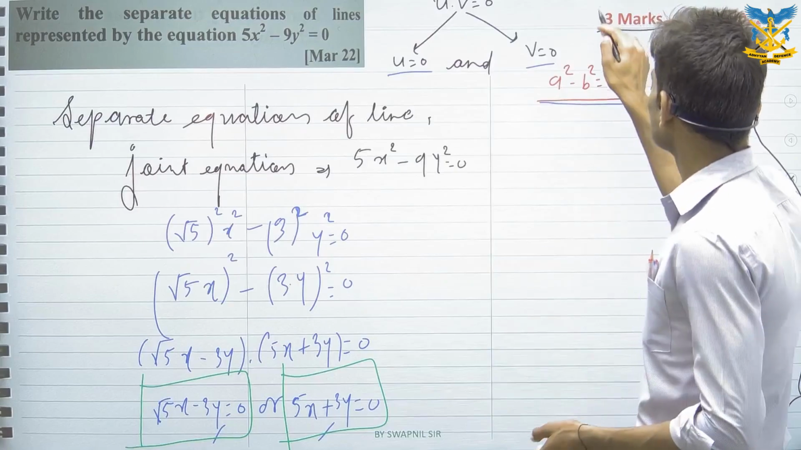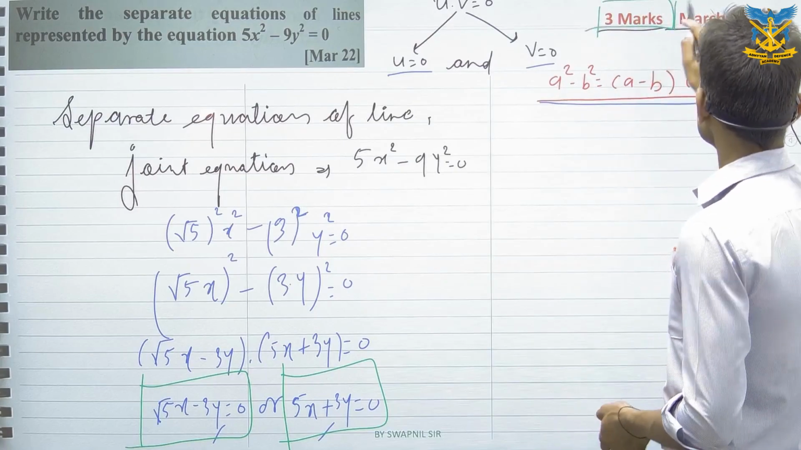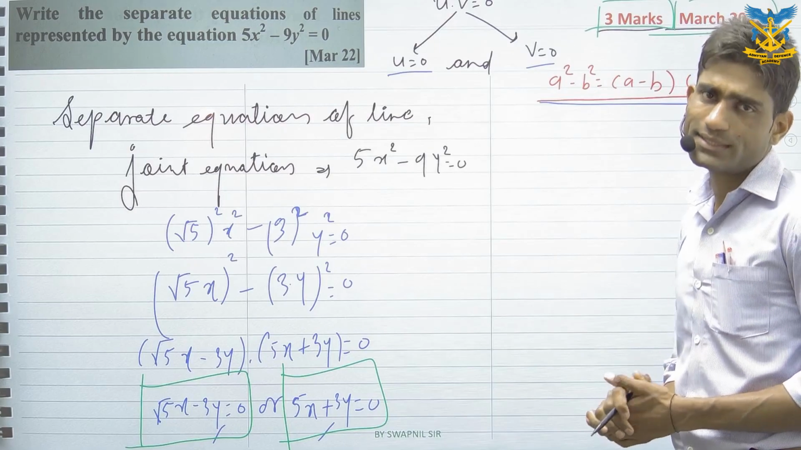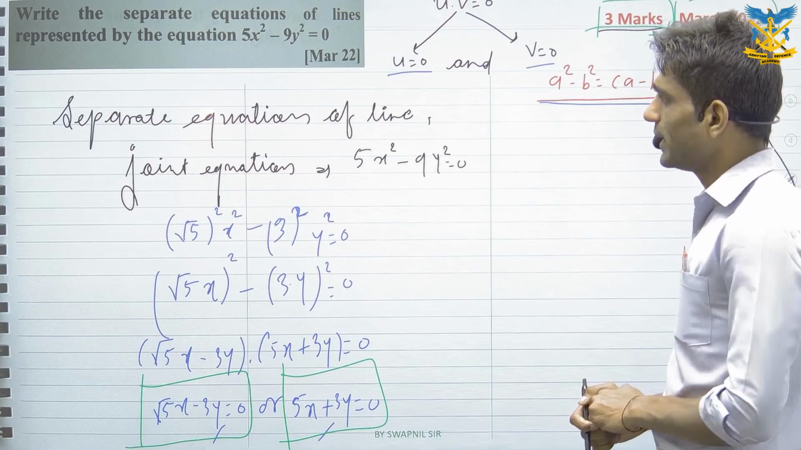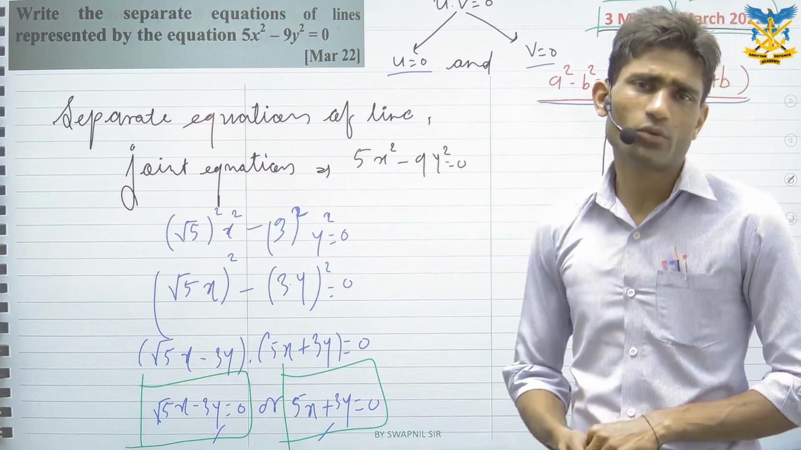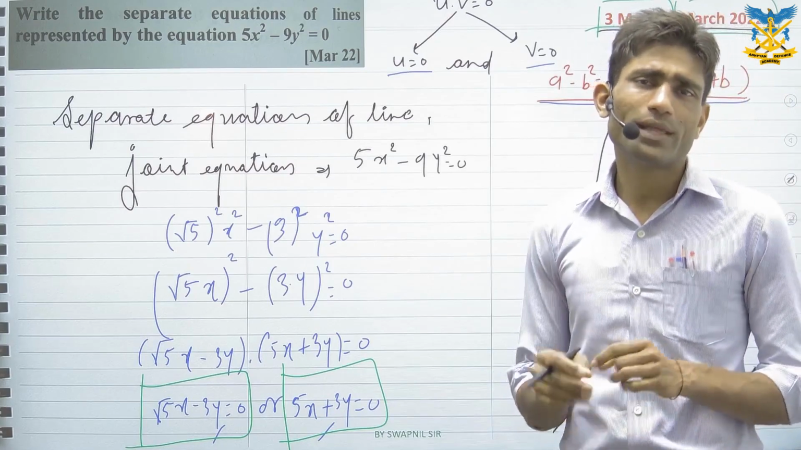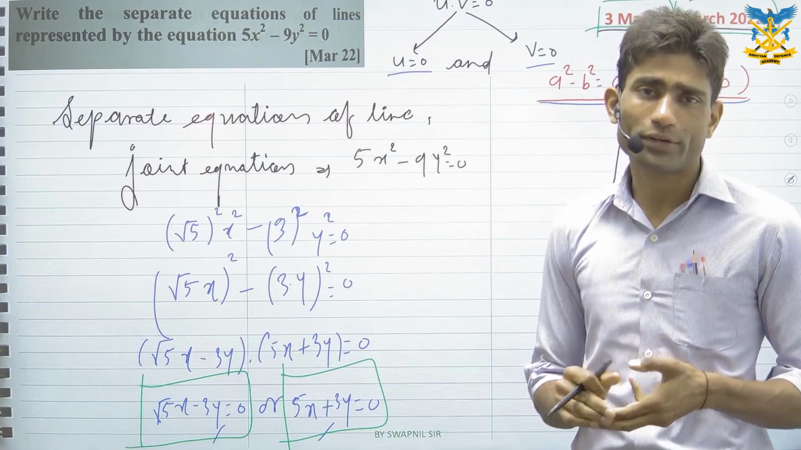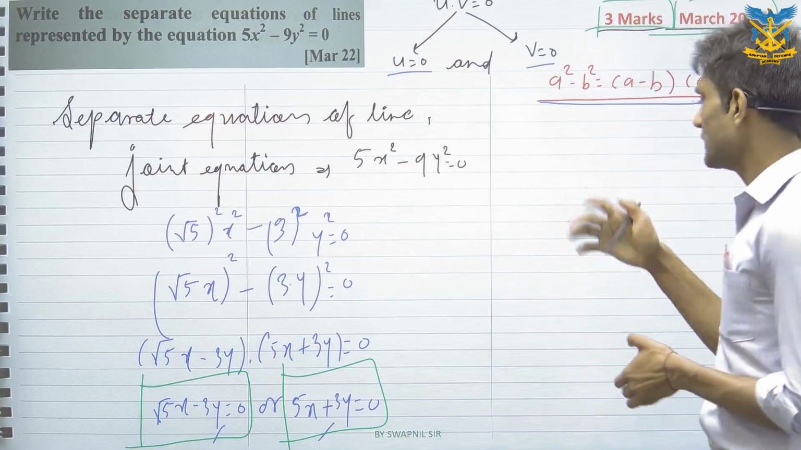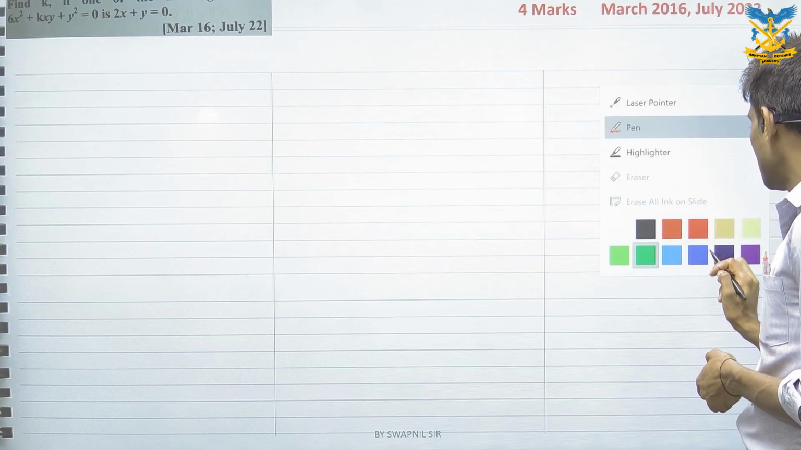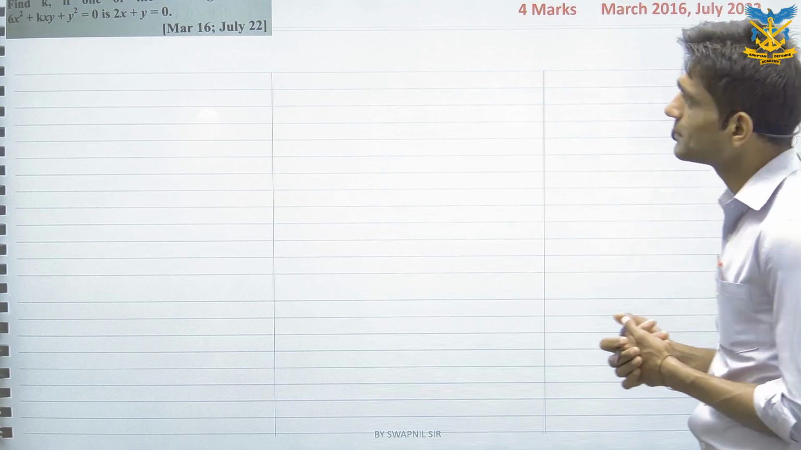This question was asked for 3 marks in a March 2022 board exam. Nothing is difficult here; I just need to find the separate equations using our joint equation. As we do in a quadratic or polynomial equation, we take them into two different factorization forms. So this is our required answer. I'm expecting you have all understood this solution. Let's move to the next question.